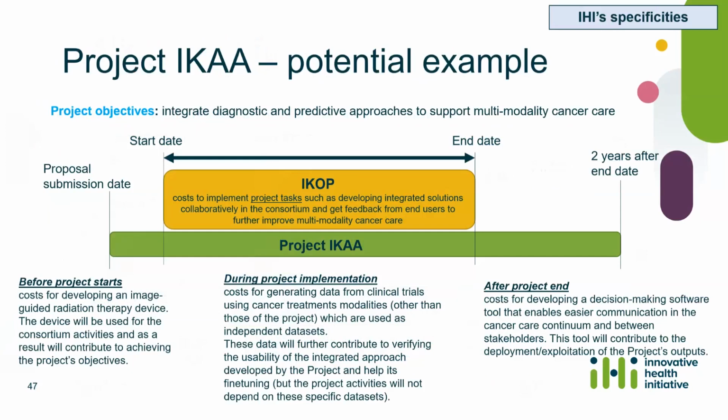As I said, it can already start before the project starts. In that case, it could be, for instance, cost for developing an image-guided radiation therapy device, and that device would be used for the consortium activities, and as a result would contribute to achieving the project objectives. So that would match the criteria of an additional activity.